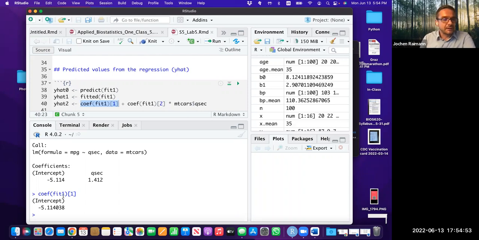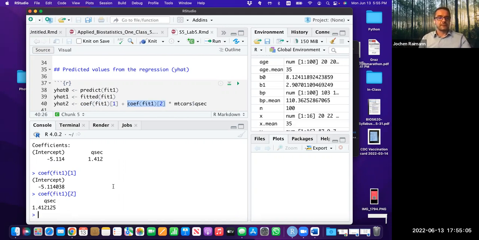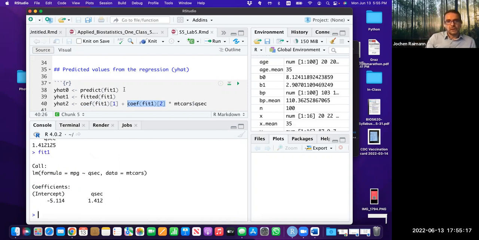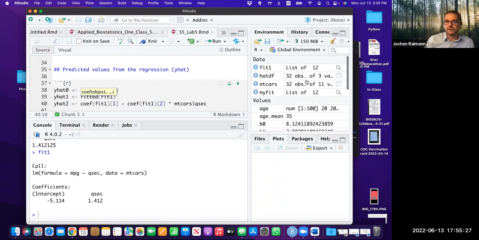You will essentially have the possibility to extract the first entry, which is the intercept. When you take the second entry, you get QSEC. So if you want to utilize this now, so 1 and 2, you get these printouts from this model, and you want to calculate and predict now y hat 2 as a list of numbers for each individual entry. And we can look at the environment.